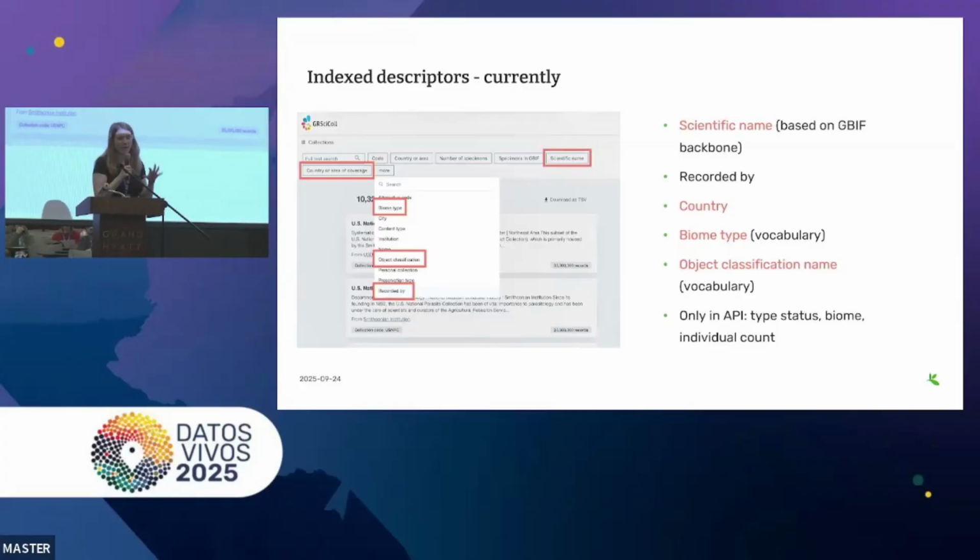Currently, we only have a subset of all the possible terms that we index in GeoCycle, and that's because we don't want to create many filters if there is no data. But if you want to share more information, then we can make more of those terms indexed. So we index scientific names, country, biome type, object classification name, and we also index a few others, but they can be searched for now only on the API. And these are the filters you can use to search collections based on descriptors.